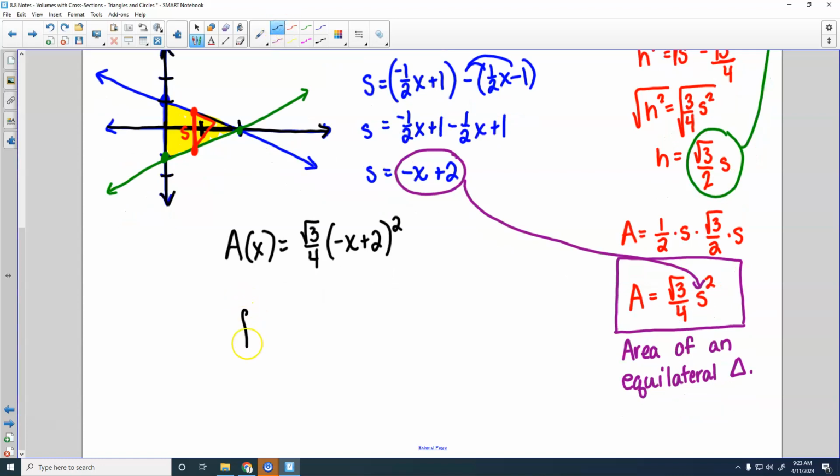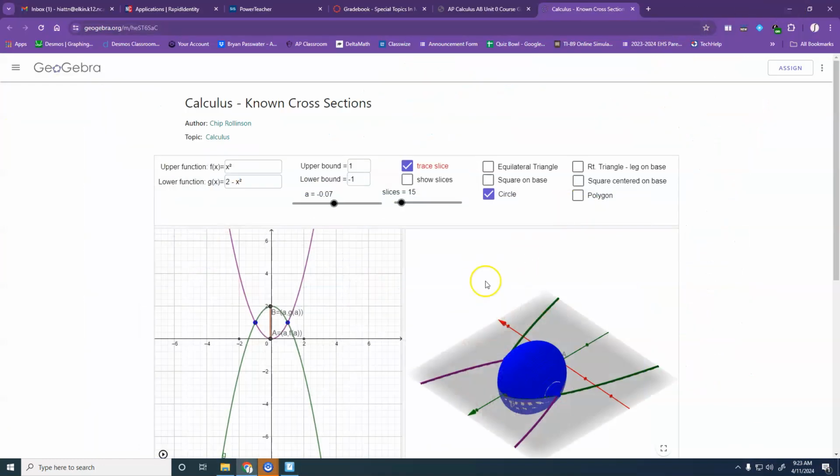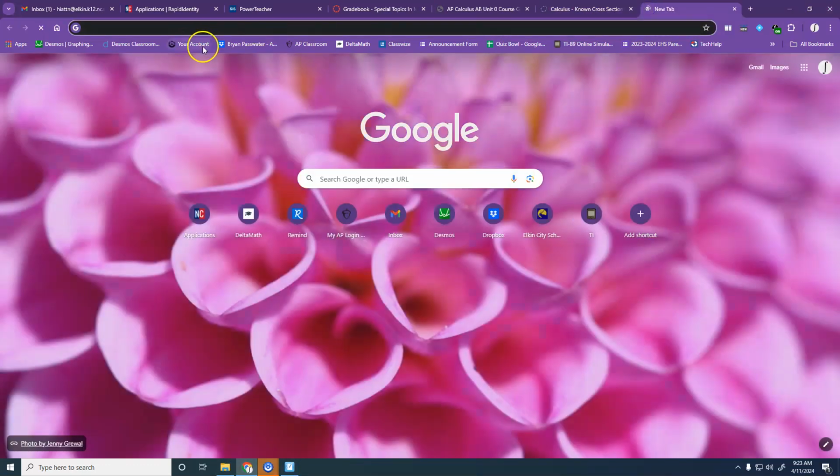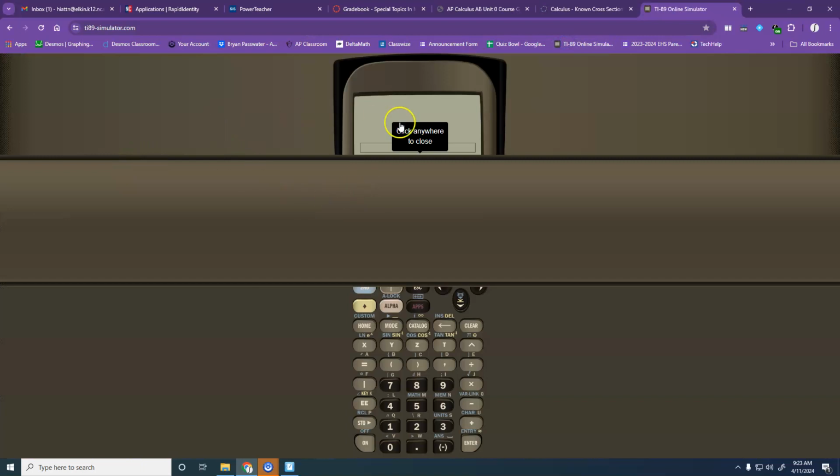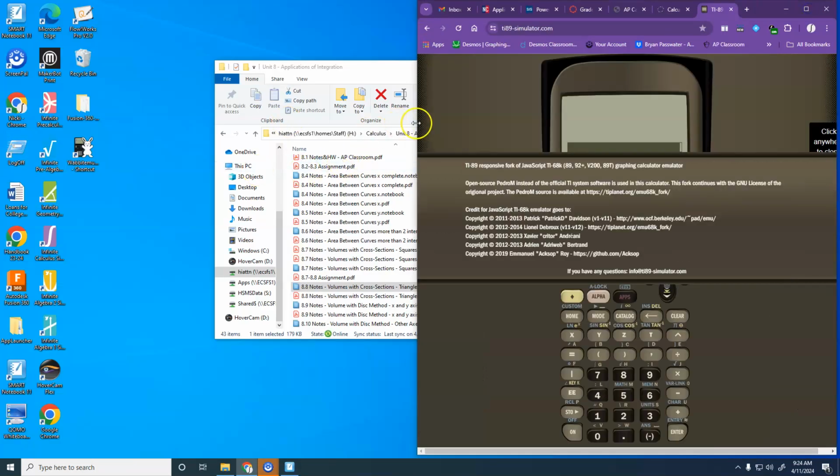We are going to now integrate. What are our limits of integration? Zero to 2, not negative 1 to 1. That's what we use if we were in terms of y. And so we'll have square root of 3 over 4, negative x plus 2 squared dx. Okay, this is not really any worse than the last one to do by hand, but we don't have time to do all of this by hand. It's unreasonable to assume that we would do that.